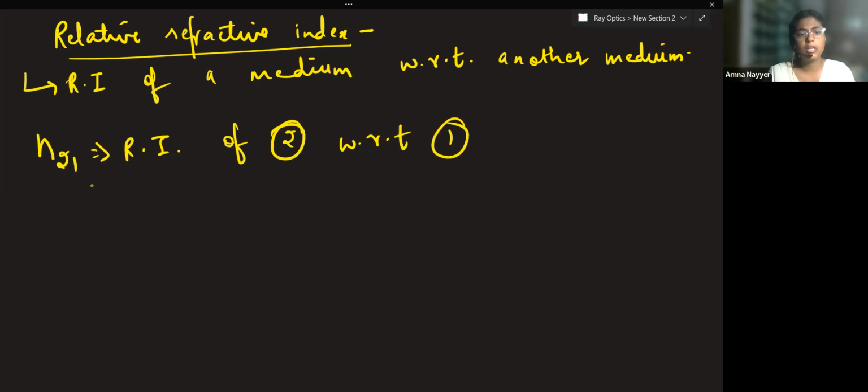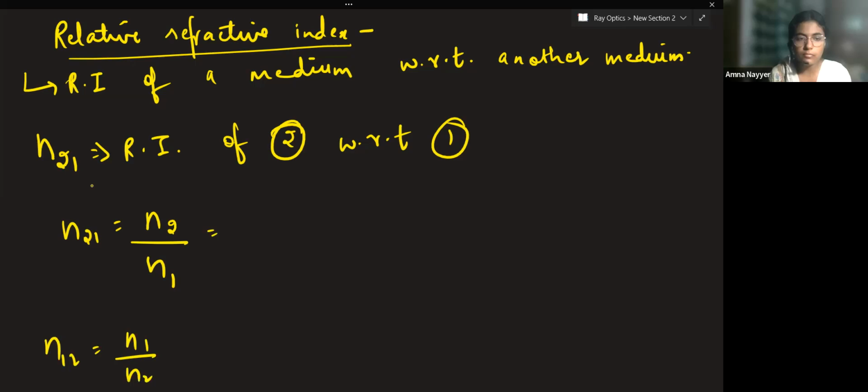Now formula will be what? Relative, so you take the ratio of both the refractive indices that are present. N21 is given, so N2 by N1. Had it been N12, you would have written N1 by N2.